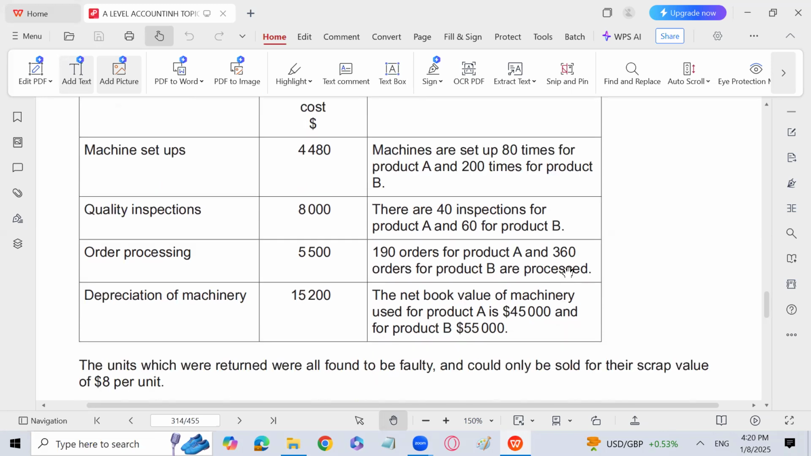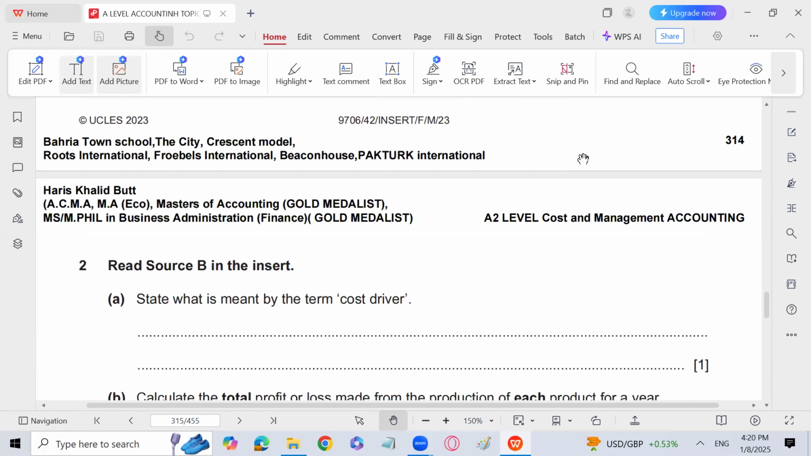Quality inspection is the cost pool. Number of inspections is a cost driver. Order processing is a cost pool. Number of orders is a cost driver. Depreciation of machinery is a cost pool. And net book value of machinery is a cost driver. You can write it down also. You can give an example also. But that is only 1 mark.